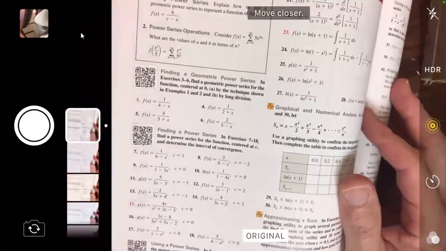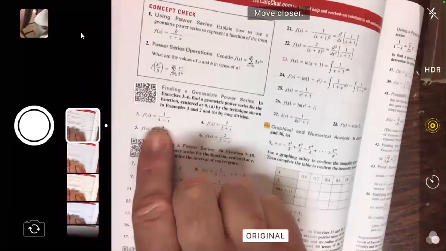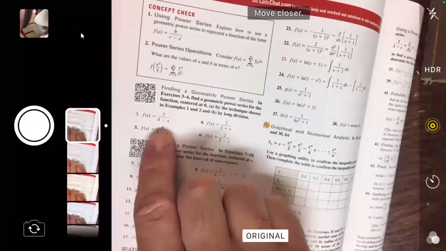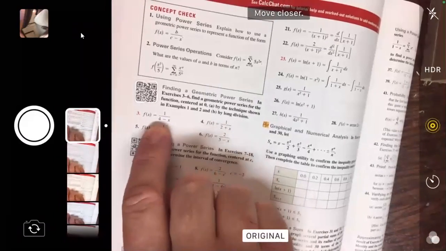All right, so the very first homework, okay, starts at number 3. And notice that they give you a little variation on it. It's a 4 there instead of a 1.